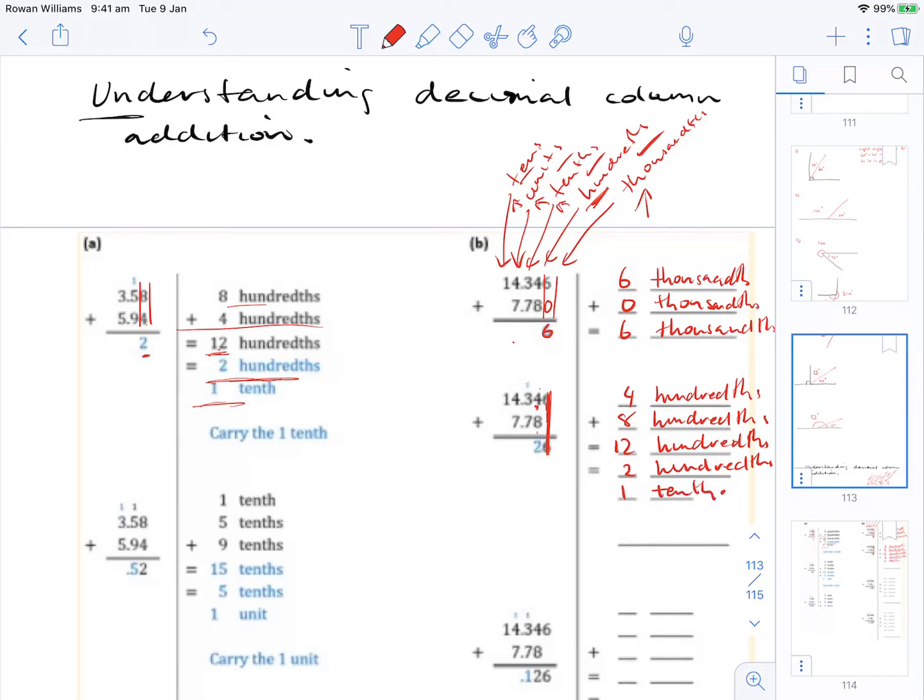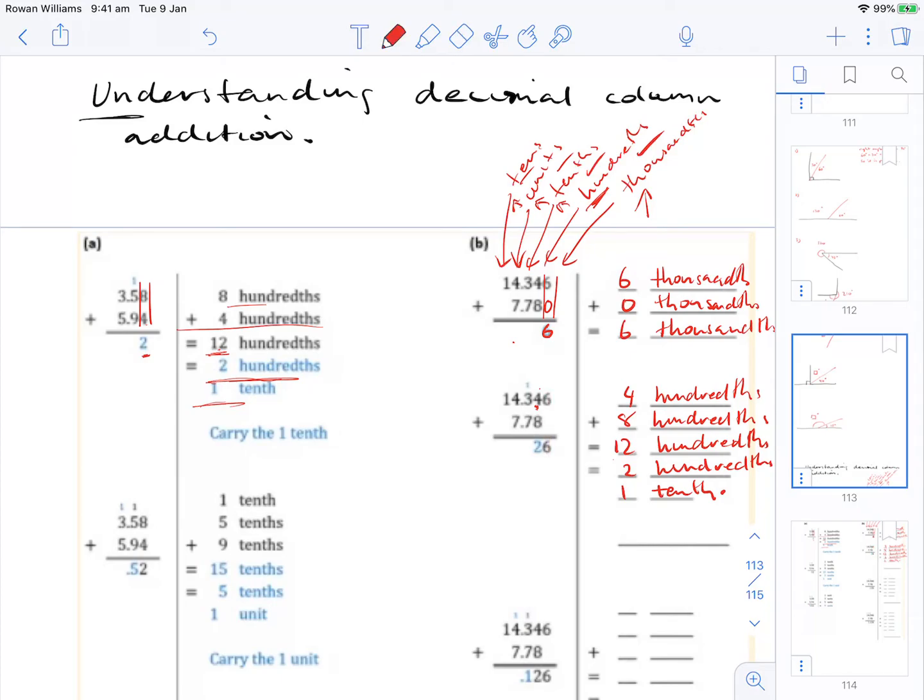Because I'm doing the hundredths column, I can only put one number in there. So I can't put a 12 in there because that'll change my number completely. I just have to put the hundredths part of this in there. But fortunately, I've got my tenths column beside me, so that's where I can put that. They don't write that, they do this, but that's what you would do there.